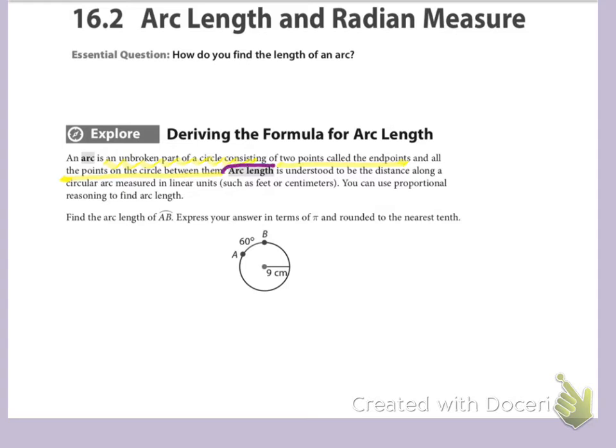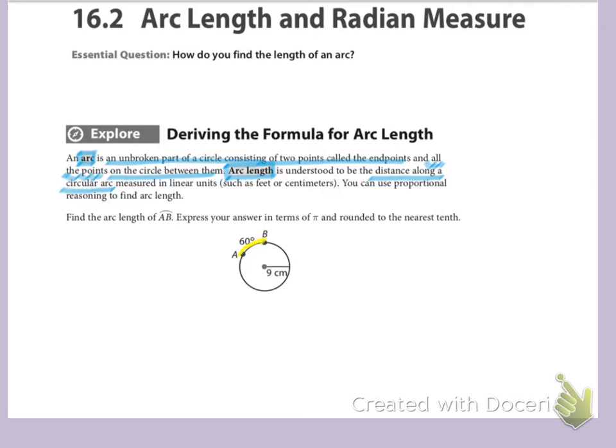And when we talk about the length of an arc, it's understood to be the distance along a circular arc measured in linear units, such as feet or centimeters. And you can use proportional reasoning to find arc length. So the kind of question we're going to want to be able to answer here is something like, let's say we wanted to know the length of arc AB. So here's arc AB, right?